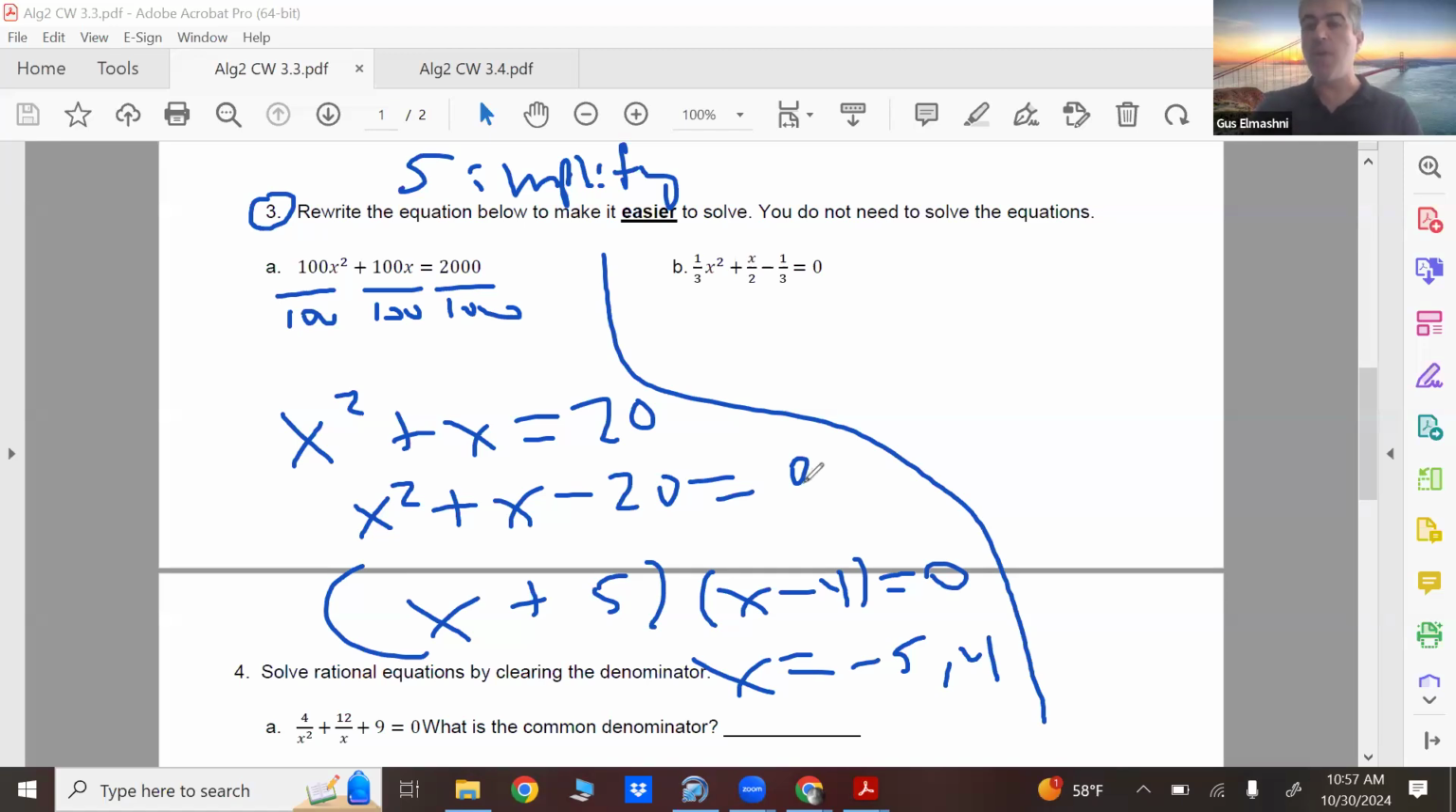What fractions, what denominators do you see right now? 2 and 3. What's the least common denominator here? So it's 6. Wouldn't it be much easier if I multiply everything by 6? What if I multiplied every single fraction by 6? Like, for example, what's 6 times 1/3?